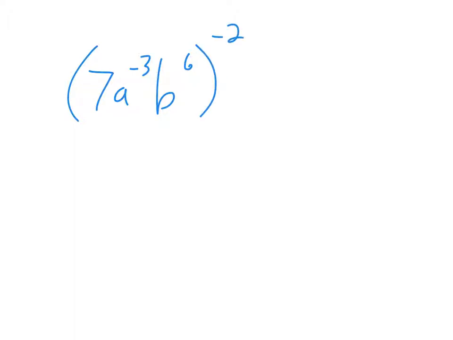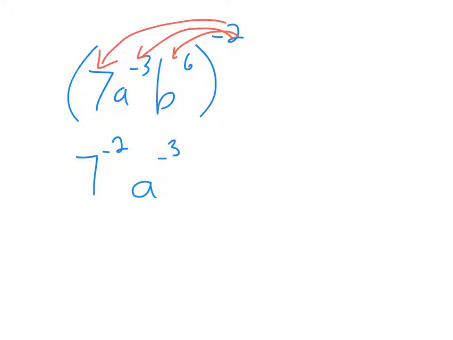Let's think about it this way. It's almost like we're distributing that -2 to each part of what's inside the parentheses. I'm going to apply that to the 7, to the a to the -3rd, and then to the b to the 6th. If we want to break that down, the book shows us how we can break that down a step further. That's like saying 7 to the -2. A is right now being raised to the power of -3, but we are going to then multiply that by -2.